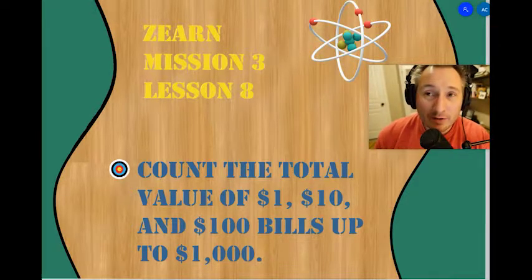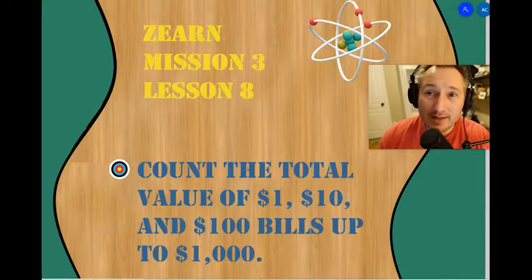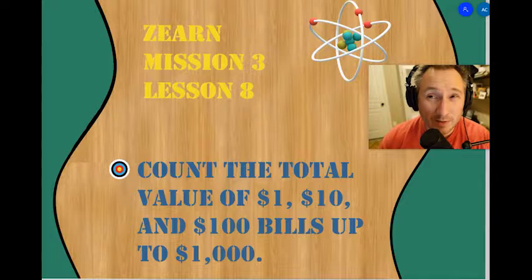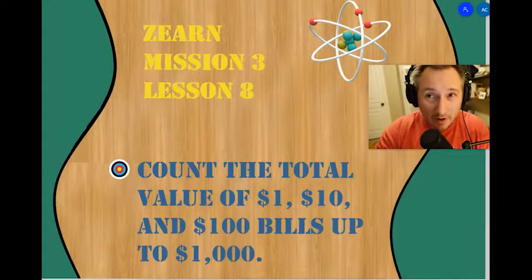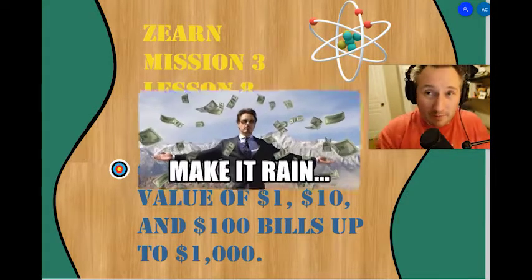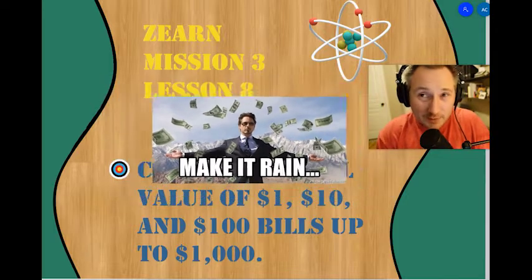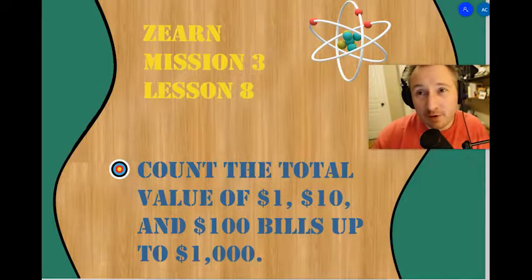Today we're going to be learning about money and talking about money, and it is Zearn Mission 3 Lesson 8. I am disappointed that we have to do this through distance learning because this is a lesson where you get to get out paper dollars, count them out, keep them in your wallet, see how much money you have, trade it out for some other money.